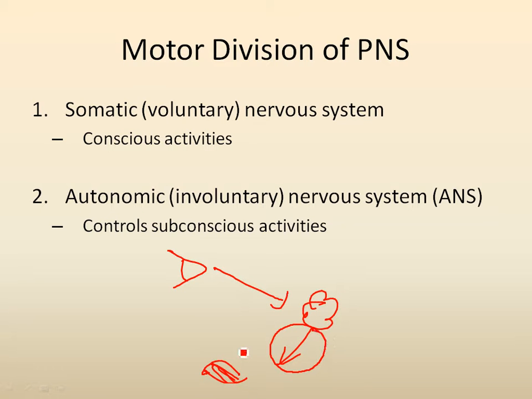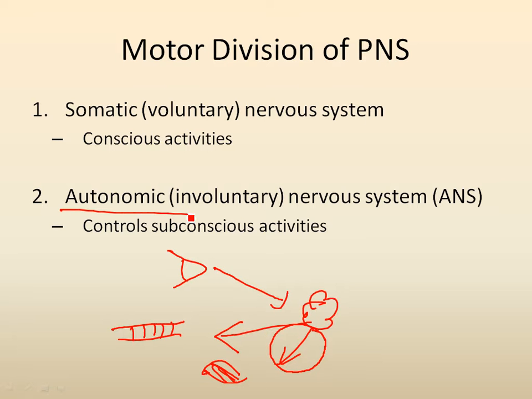The motor division. This message from the brain can go into two types of muscles. One are the voluntary or the striated muscles, like your biceps and your triceps. And these will bring about conscious activities. They are under the direct control of the brain. So when the brain tells my biceps to contract, they will contract.